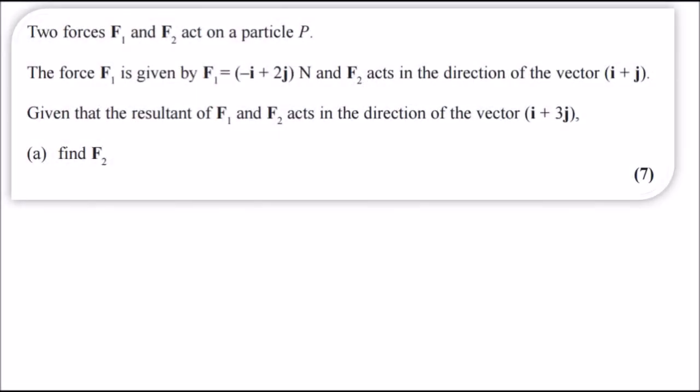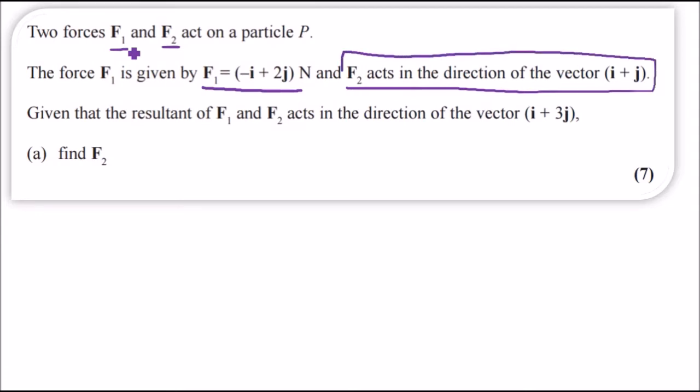Okay, we're back, guys. So for number 7, we'll be looking at two forces F1 and F2 that act on a particle. We know that the force F1 is given by this equation, F1 equals minus i plus 2j newtons, so that's the value of the force. And we also know that F2 acts in the direction of the vector i plus j.